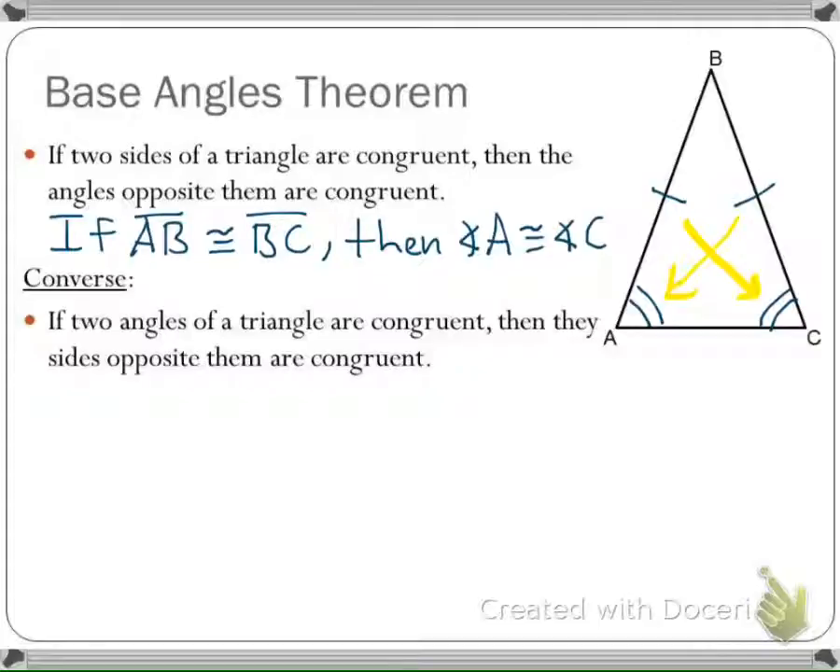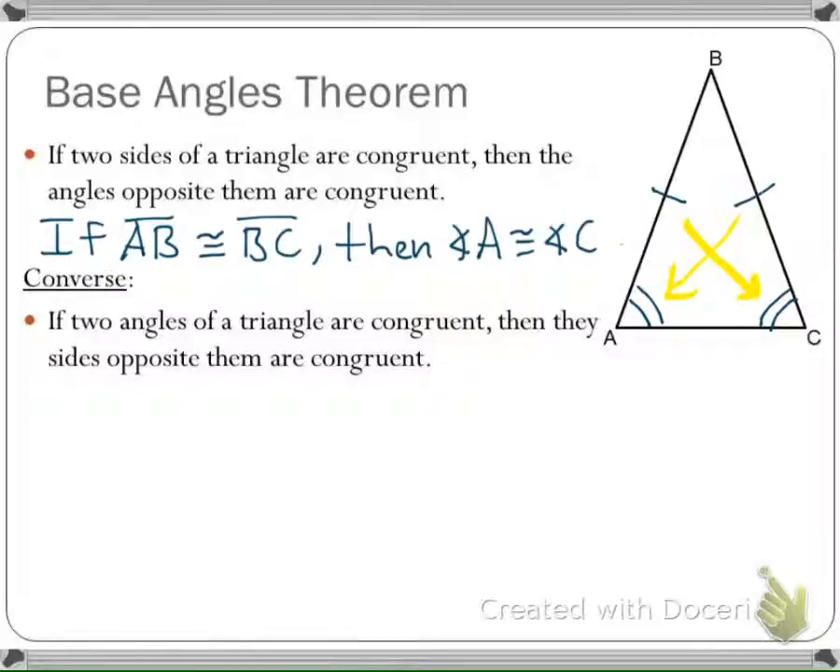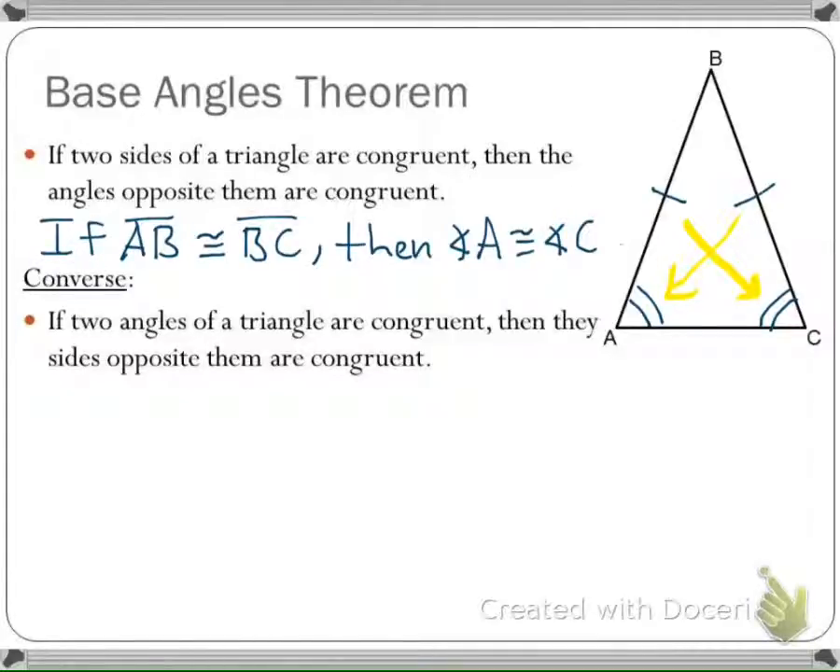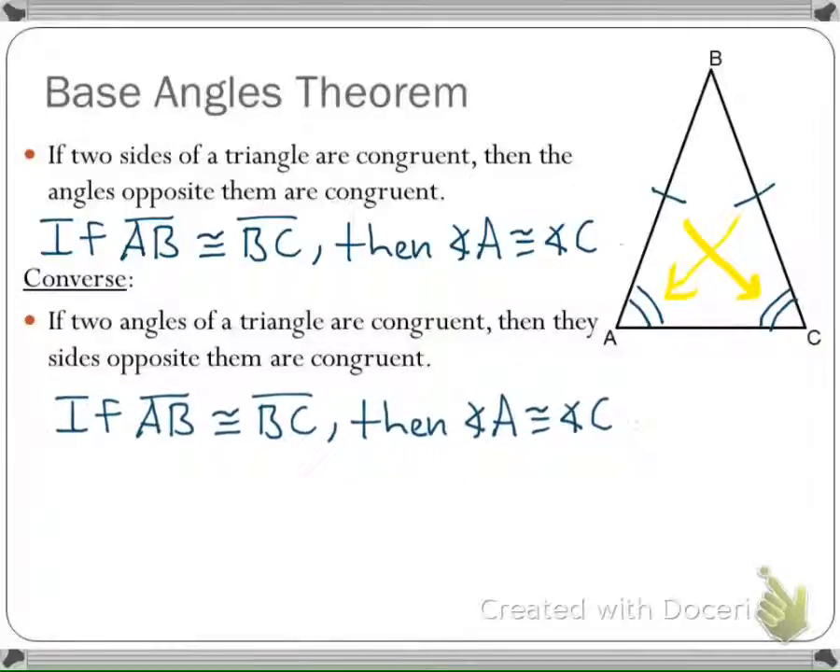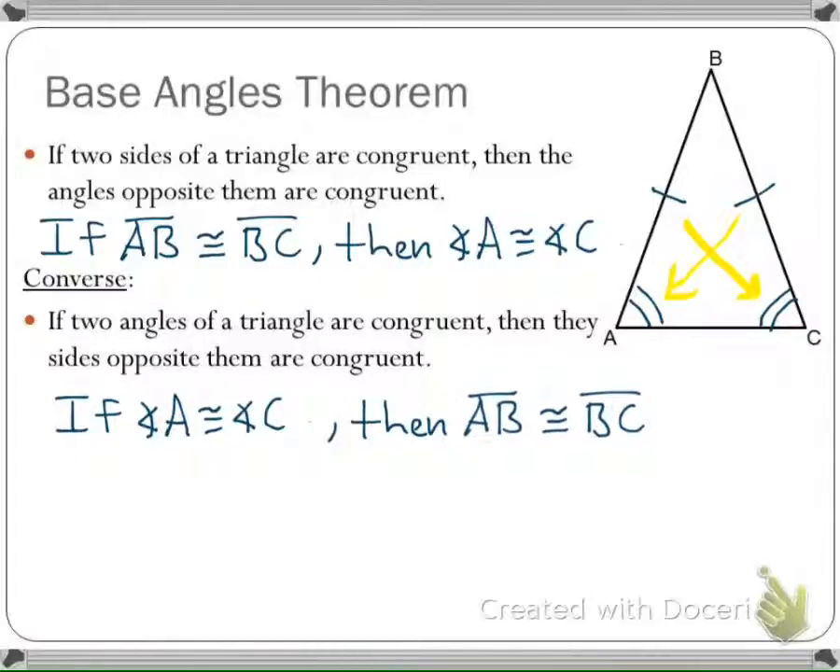Now the converse of that. If we take this statement, copy it, paste it down here. The converse of that says we can take the hypothesis and the conclusion and switch the order. So that becomes if two angles of a triangle are congruent, then the sides opposite them are congruent.